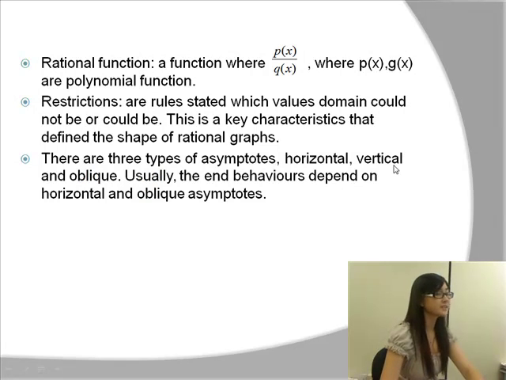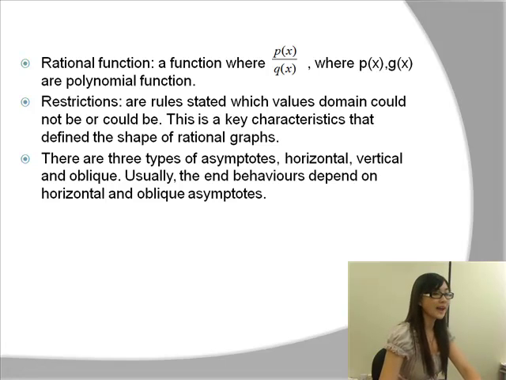A rational function is a function that can be written in the form p of x divided by q of x, where p of x and q of x are both polynomial functions. From previous experience, we know that q of x cannot be equal to 0, and that becomes a restriction. The restrictions are rules that state which values the domain could or could not be. This is a key characteristic that defines the shape of rational graphs.